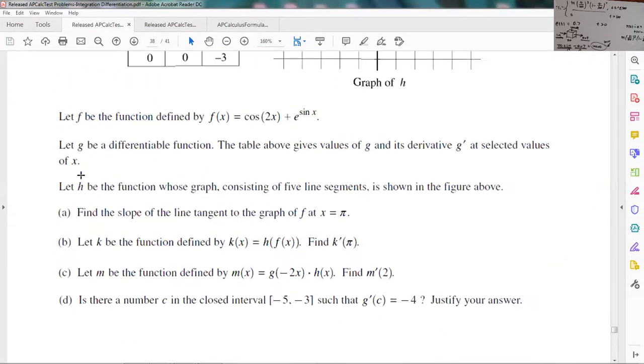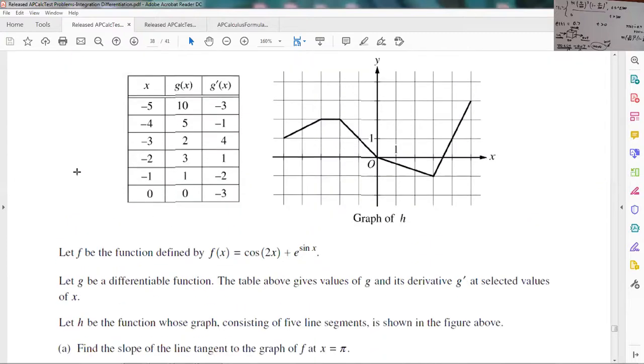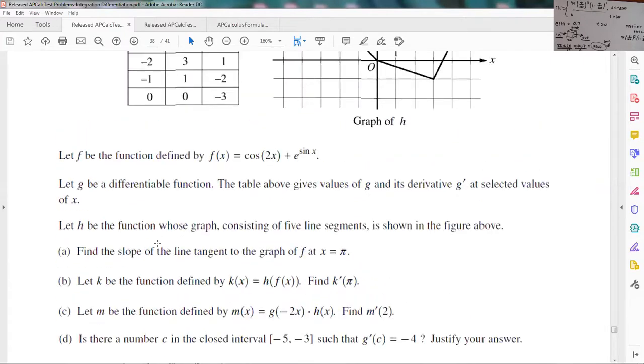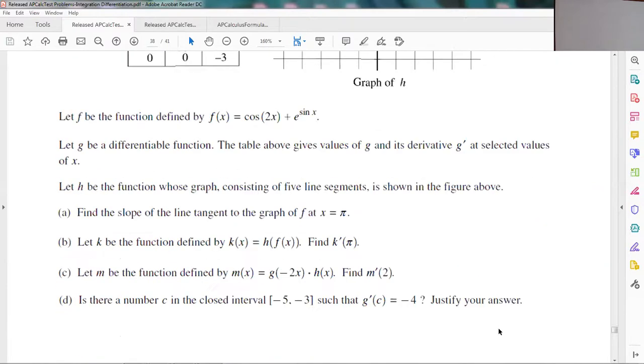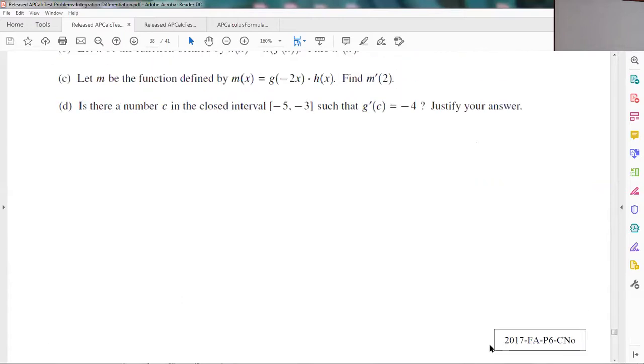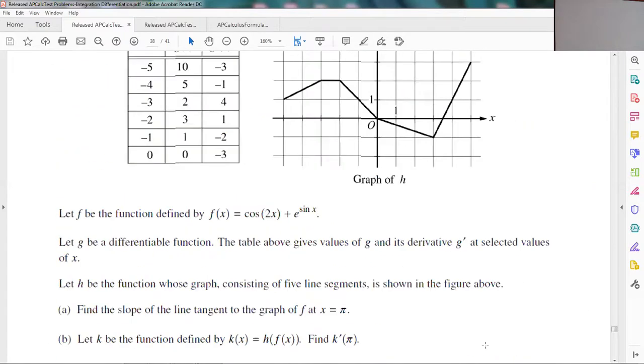Okay, let's do this one here. Oh, this is one that has a table and a graph. So let me just at least do a couple of them, and then go to the next one. Okay. So this says, let f be the function defined by f of x equals cosine 2x plus e to the sine x. Okay, is this calculator allowed? No calculator. Wow. Okay.